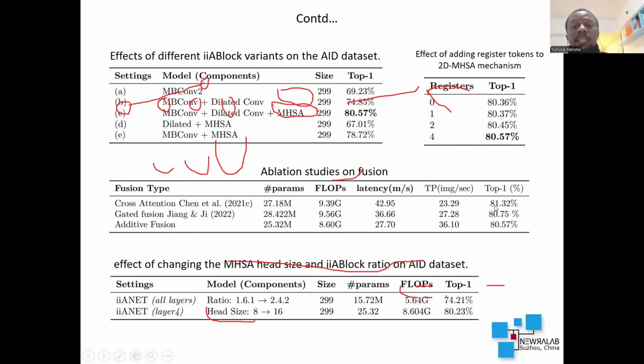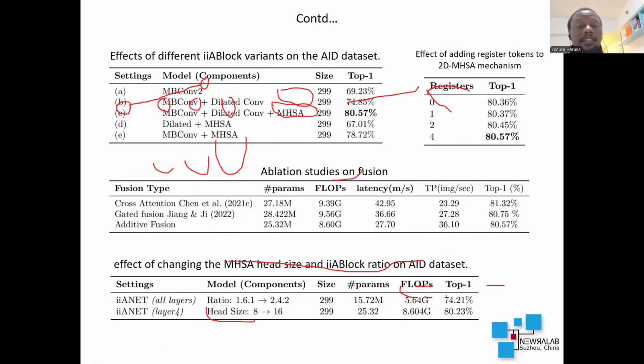And cross-attention has a higher accuracy. So if you're looking for something very high accuracy and you have the resources, you can just plug in the cross-attention fusion. But this is the one that we picked for iiANET, the additive fusion. And also for the effect of changing the multi-head size, and also the ratio of iiABlock.